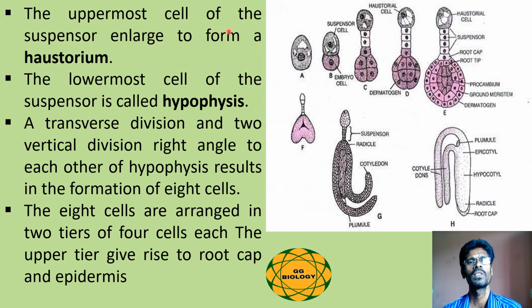So the uppermost cell of the suspensor enlarges to form the haustorium. The lowermost cell of the suspensor is called the hypophysis, and a transverse division and 2 vertical divisions at right angles to each other result in the formation of 8 cells. So the hypophysis divides into 8 cells. Among these 8 cells, they are arranged in 2 tiers of 4 cells each. The upper tier gives rise to the root cap as well as the epidermis.